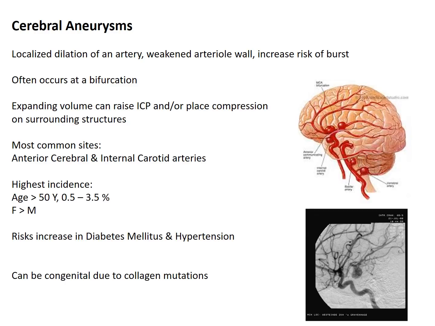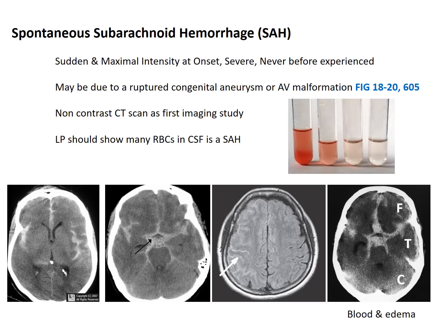Highest incidence of an aneurysm rupture occurs after the age of 50. Females tend to have a higher risk than males. Certain diseases that raise vascular risk, such as diabetes and hypertension, can increase that risk of hemorrhagic stroke, and sometimes certain types of disorders of collagen and connective tissue can also lead to increased risk of aneurysm.